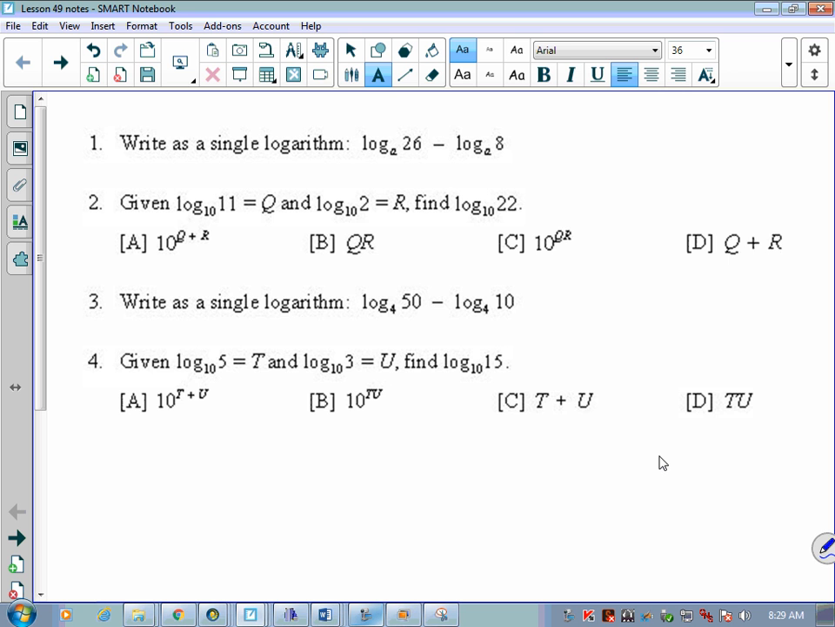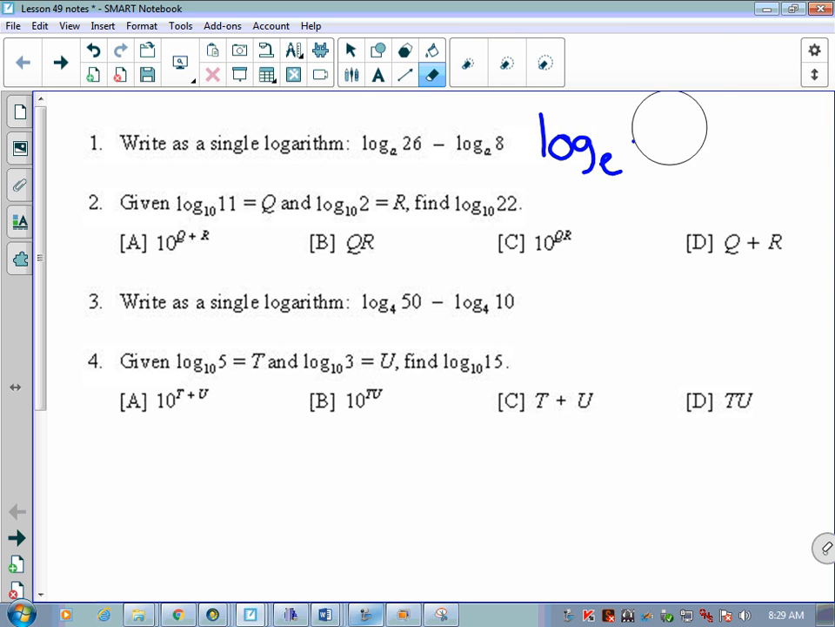So essentially what we're writing here, we're changing this so that what we're writing is log base e, and then we're making it the fraction 26 over 8, and then we are reducing that fraction. So 26 over 8 reduces to 13 over 4. So my answer, even though we talked about dropping the log, really this is my answer: log base e of 13 over 4. That's how it simplifies.